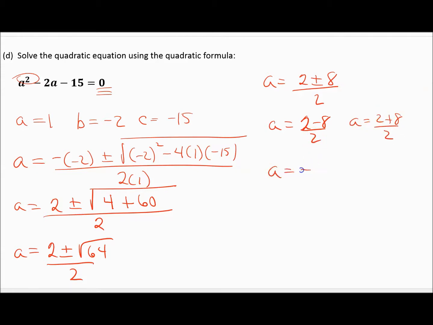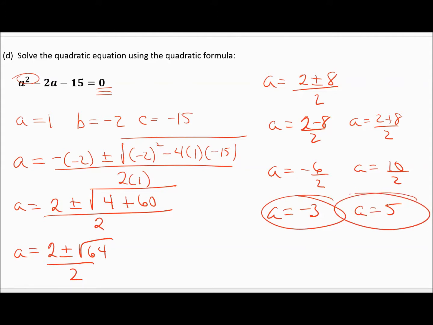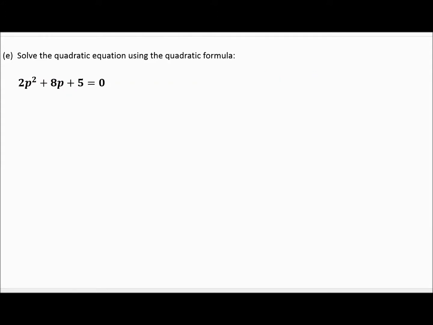2 minus 8 is negative 6 over 2. 2 plus 8 is 10 over 2. Negative 6 over 2 is negative 3. 10 over 2 is 5. And there's my two answers. It's getting easier now, right? All right, let's check out those things we need.